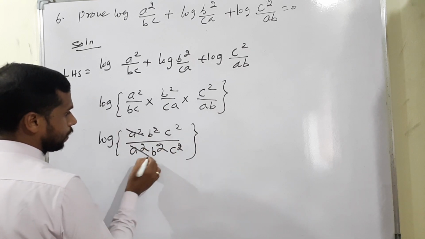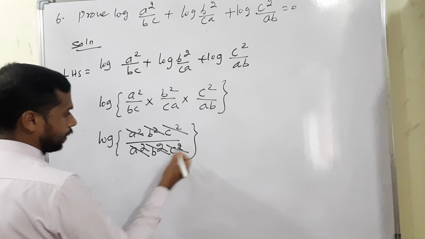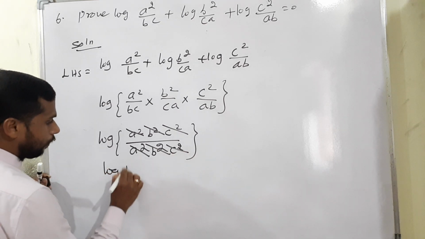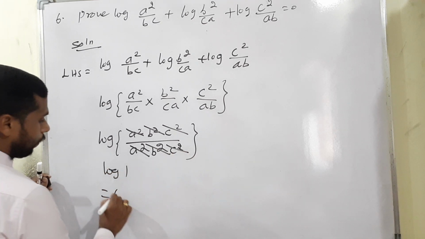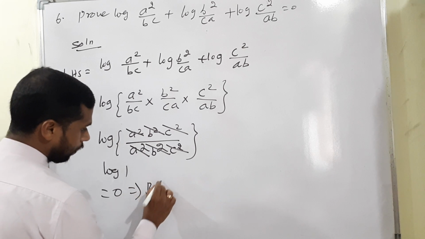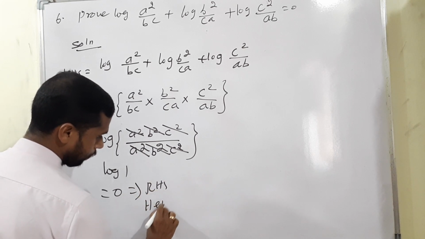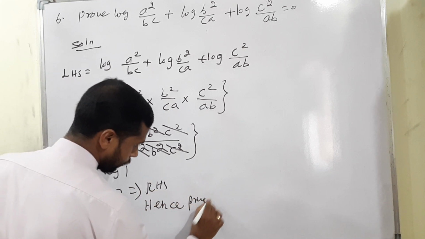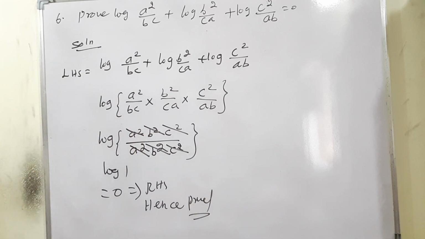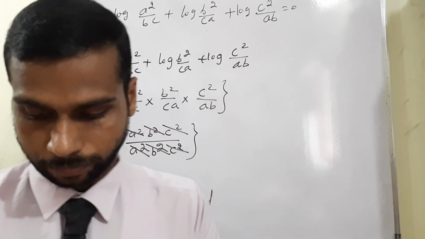So a square, b square, c square cancel. Therefore the value will be log 1. Log 1 value we already know is 0. This is called RHS. So hence proved. Okay, so I will continue the next question. Stay on the line.